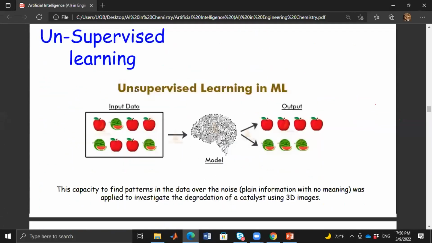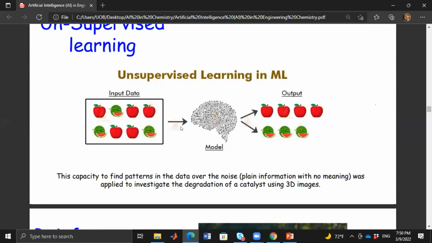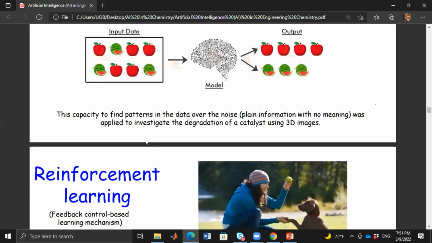The opposite of this is unsupervised learning. In unsupervised learning, I don't have to give it a label. It will try to recognize how to distinguish between apple and watermelon. Based on size, based on texture, based on a certain metric, you will be able to classify them. So that's why we call it unsupervised learning, because the algorithm uses a certain rule, for example, as I told you, size or texture, to distinguish between the three.